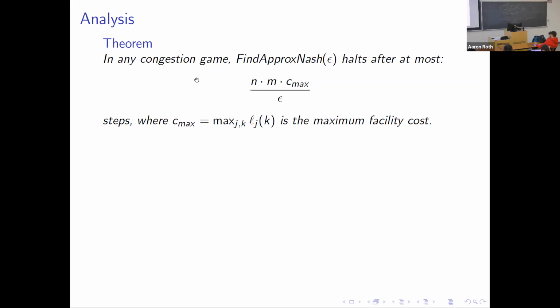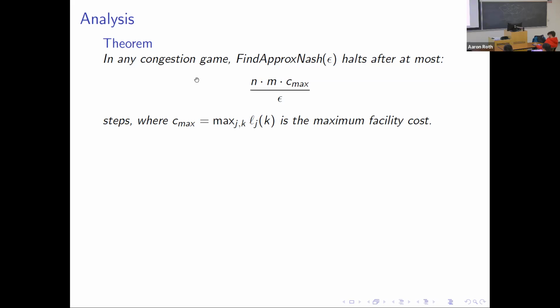But now, in addition to proving that this dynamics halts, we can attach to it a rate. We can say that it actually halts pretty quickly, in time that is individually linear in all of the parameters of the game: the number of players, the number of facilities, and 1 over epsilon, the approximation parameter that we're thinking about.